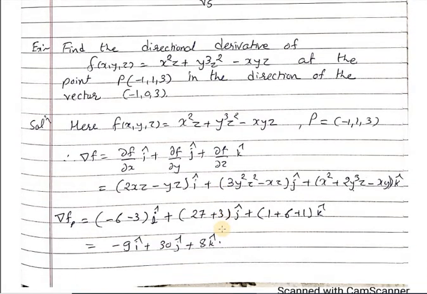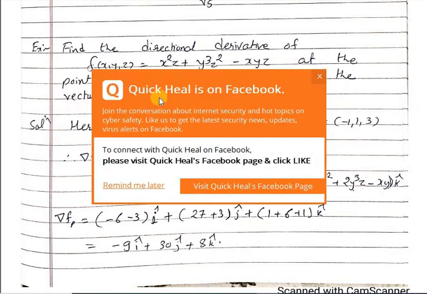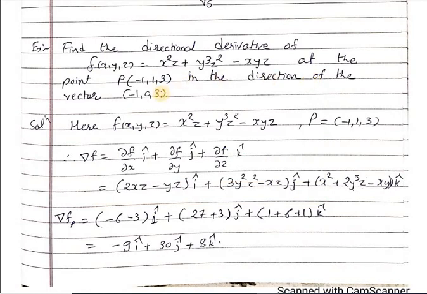In the same manner, second example: find the directional derivative of f(x, y, z) equal to x squared z plus y cubed z squared minus xyz at the point P (-1, 1, 3) in the direction of the vector (-1, 0, 3). Okay. So here f(x, y, z) is equal to x squared z plus y cubed z squared minus xyz, and P is equal to (-1, 1, 3).